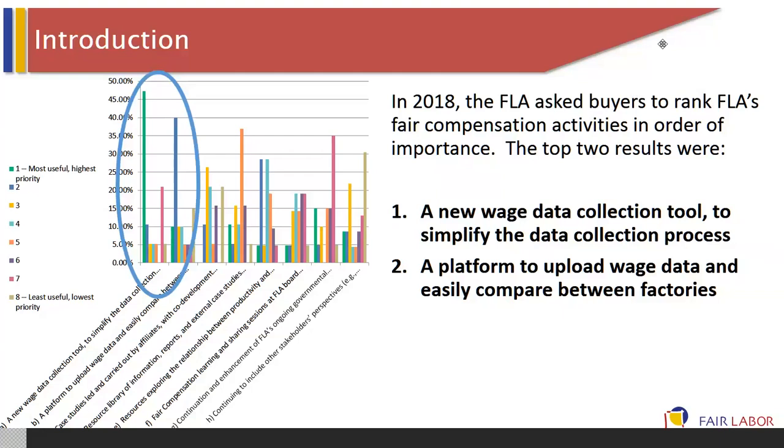We developed this tool in 2017. We piloted and released it in March of 2018, earlier this year. And we did this in response to lots of really good and helpful feedback from all of our affiliates. When we conducted a survey of all of our business affiliates earlier this year, and we asked you all to rank our fair compensation activities in order of importance, there were two very clear results.